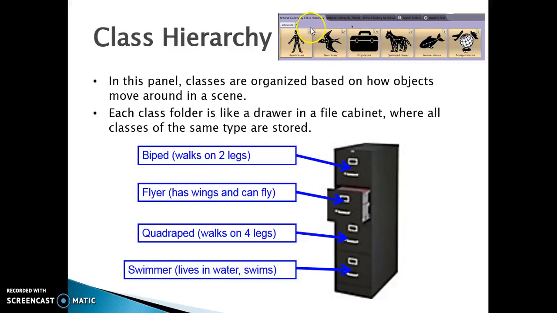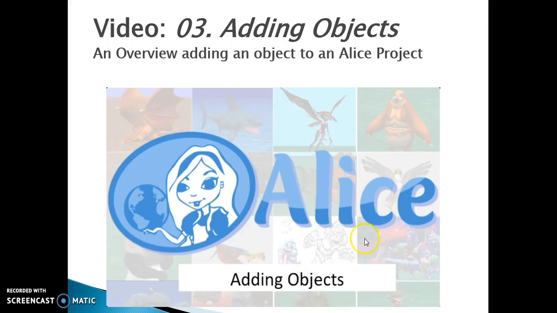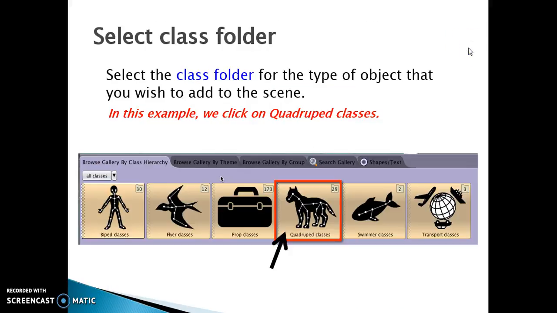One way, for example, this first tab, we said it's a gallery by class hierarchy. You can kind of think of it as a filing cabinet on how objects move around in each scene. So a biped means it walks on 2 legs. A flyer, as you might have guessed, means it has wings and can fly. A quadruped, and I'm not sure that's spelled right, walks on 4 legs, and a swimmer obviously swims. Okay, here's another video you can watch if you want to check it out. But I think this is probably enough information.